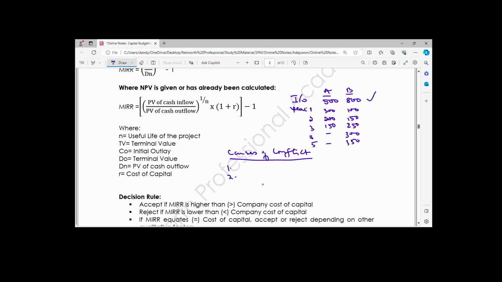Number two, where there is difference in patterns of cash inflow. What do I mean by patterns of cash inflow? You will see that from these hypothetical numbers, from year one up to year three, you see the pattern of cash inflow of project A. In year one, project A generates 300 million. In year two, 200. In year three, 150. In a gradual form or in a declining rate. But look at project B.